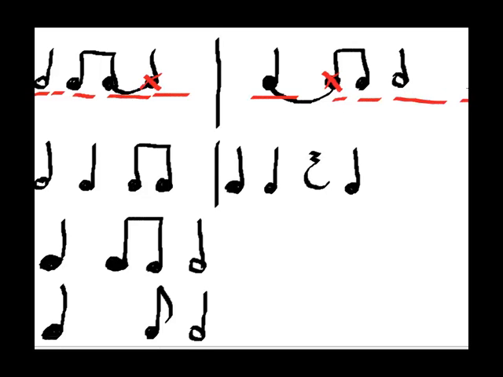Now, the second line. What if my ties cross over a bar line like this? In this case, you would not be making any sound for this one. So basically, if we clap this, 1, 2, 3, go. Ta, ta, ti, ti, ta, ta. Let's try that one more time.